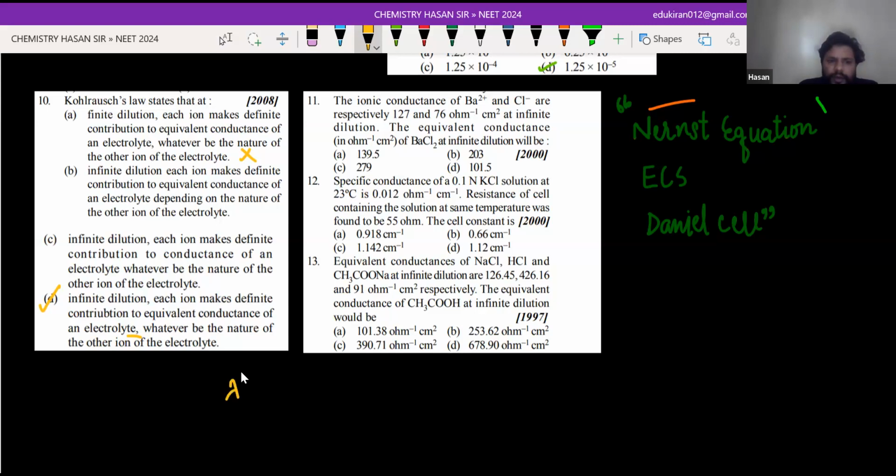So if you have a cation or any electrolyte, whether it is strong or it is weak, this will be the scenario.